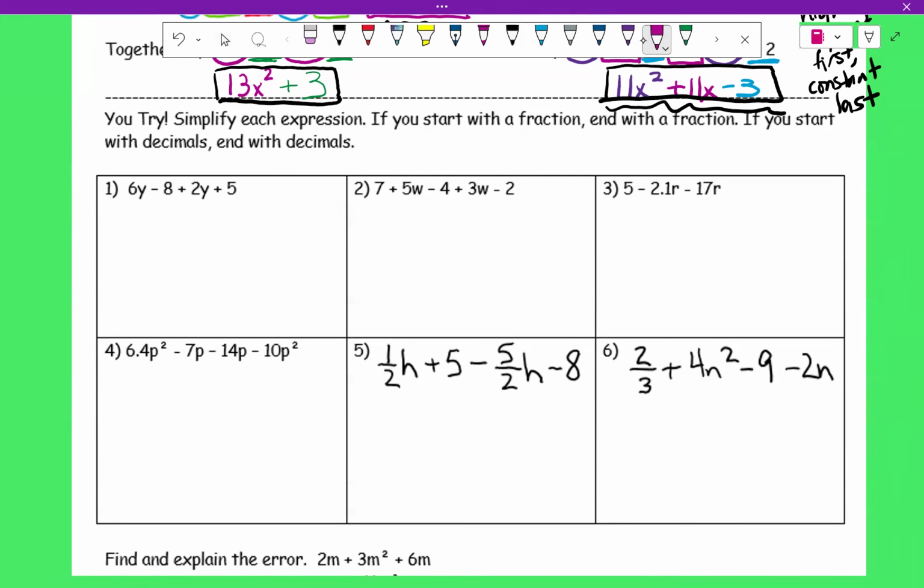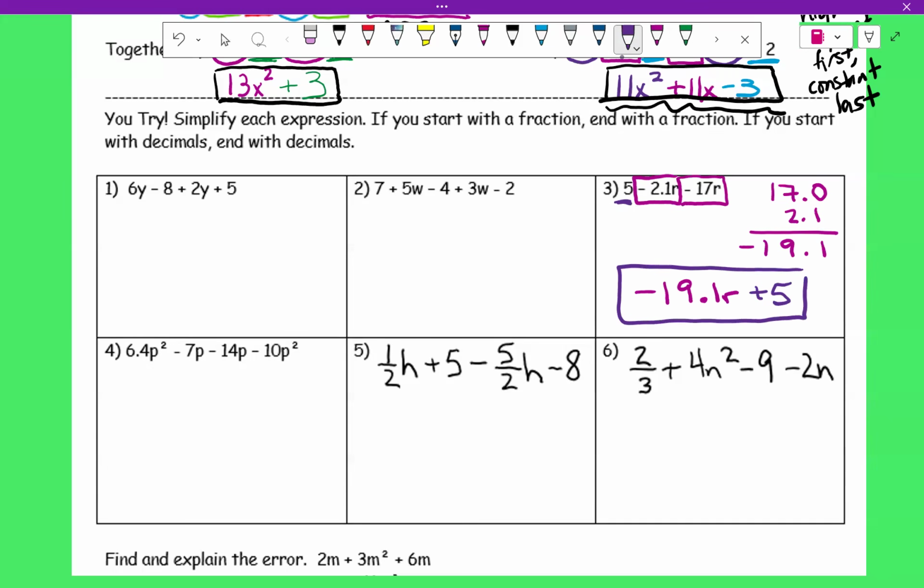Let's try number 3. So our like terms, -2 and 1/10 r, -17 r. Same sign or different sign? Same sign. So we're going to add and keep the sign. So remember, in the number 17, the decimal's behind it. We want to line up our decimals, and we're going to add. Same sign, add and keep the sign. So I have -19 and 1/10 r. And since there's no like term with this 5 constant, it's a positive, so +5, and we are in simplest form.